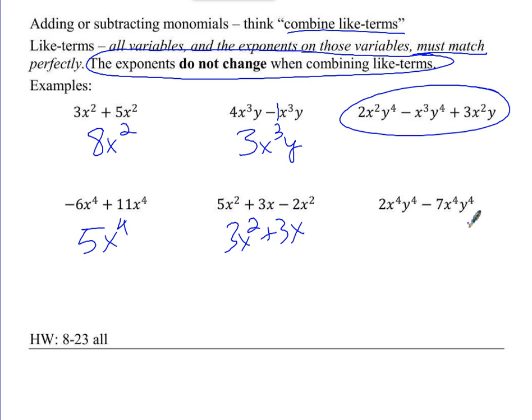And how about this last one? Do we have like terms here? How many terms are there in that one? There's 2 terms. Good. Those are like terms. So when we combine them, what do we get? Good. The variables and the exponents on those variables stay exactly the same when you're combining like terms. You just basically combine the numbers and the stuff stays the same.